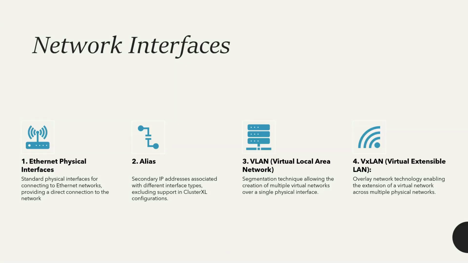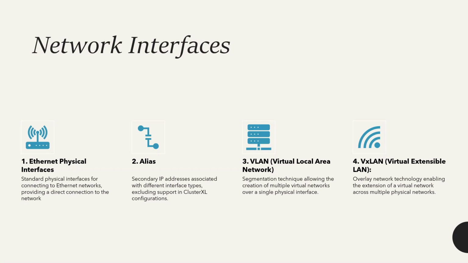Okay, now let's see what network interface types there are in Checkpoint. Number one, Ethernet or physical interface. This is a standard physical interface for connecting to Ethernet networks. Number two, alias. This is a secondary IP address associated with the physical interface. Then VLAN, virtual LAN. This is a segmentation technique allowing us to create multiple virtual LANs on a single physical interface.